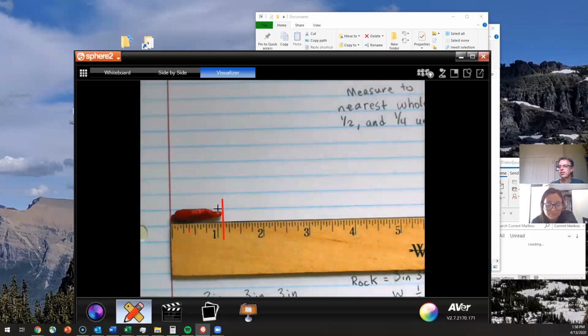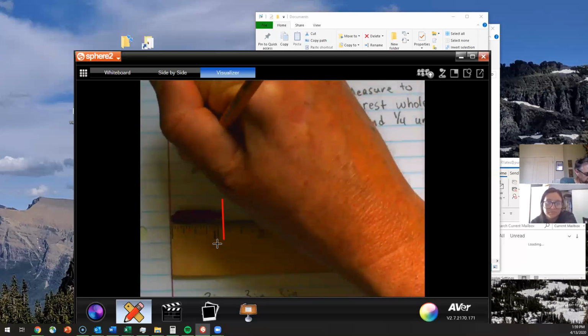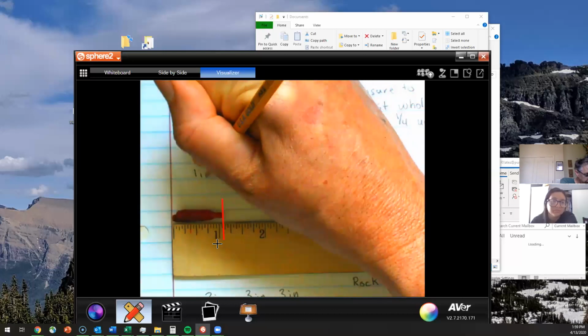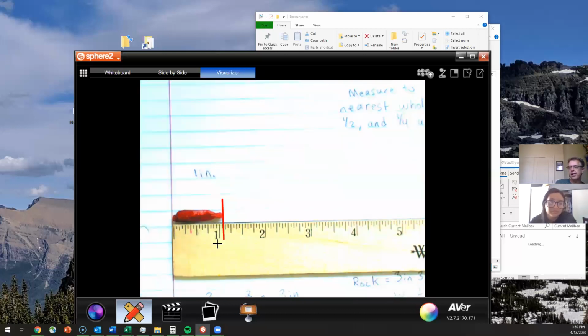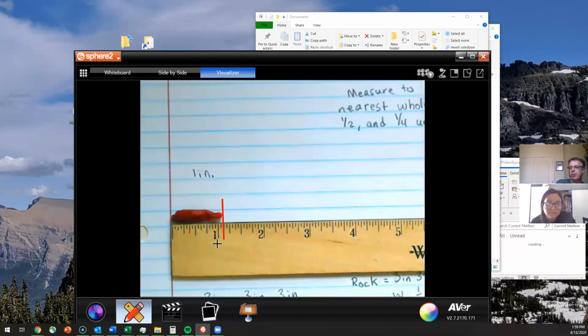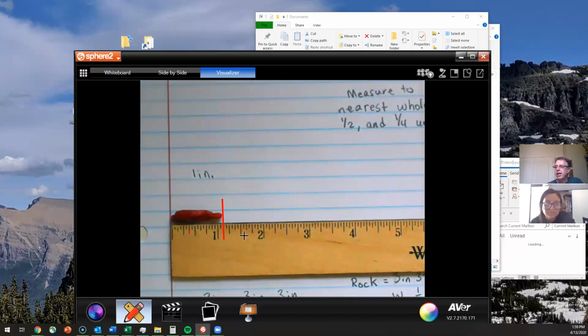All right, so when I look at it, it looks like when I measure to the nearest whole inch, it's close to 1 inch. So this red hot pepper is basically going to be measuring 1 inch to the nearest whole unit. When I look at it again, I've got to be really careful that I hold on to my paper so it doesn't move. Here is 1/4 of an inch right here. Here is 1 inch.